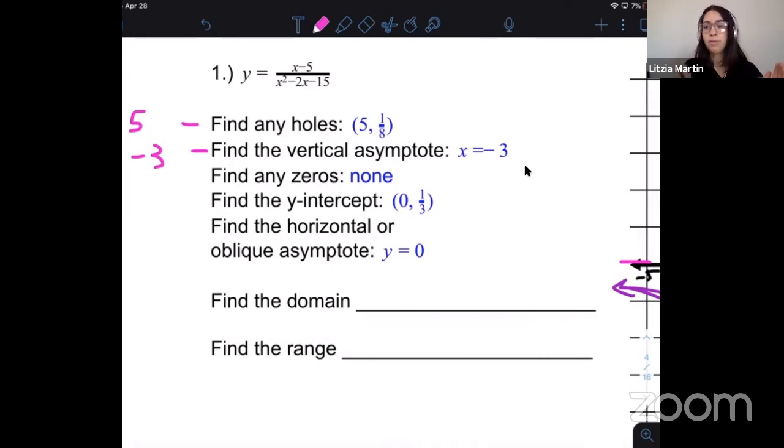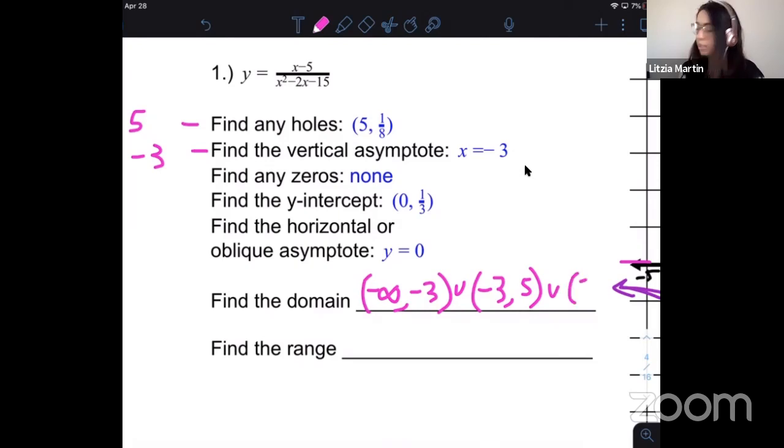Since we're going from left to right, from negative infinity to positive infinity, -3 is going to come first. So when I go to write my domain, I'm going to say it's from negative infinity to -3. And then I'm going to union that. And we'll go from -3 to the hole, which is at 5. And then I'll union that. And since there are no more holes or vertical asymptotes, then it goes to infinity.